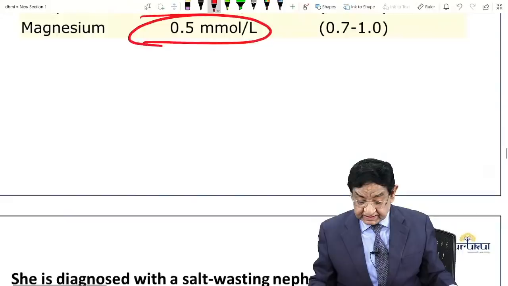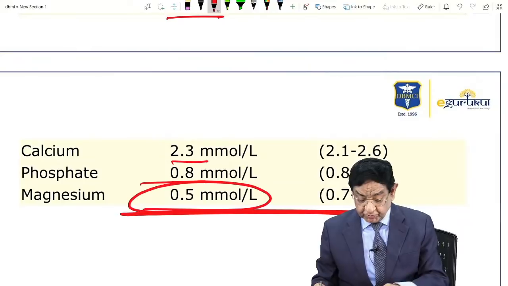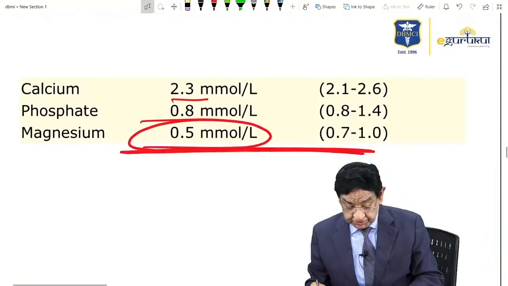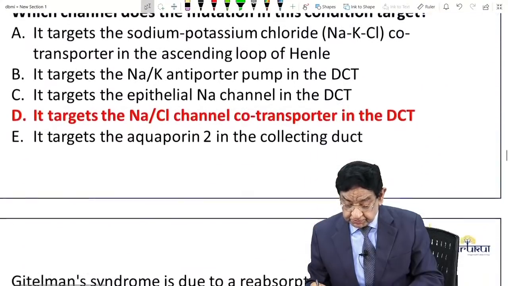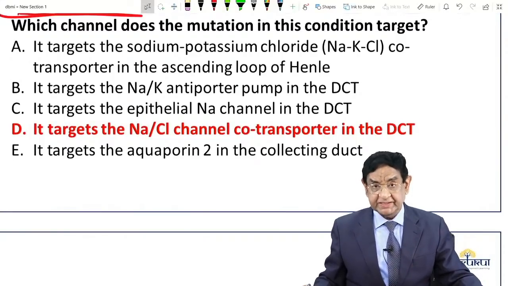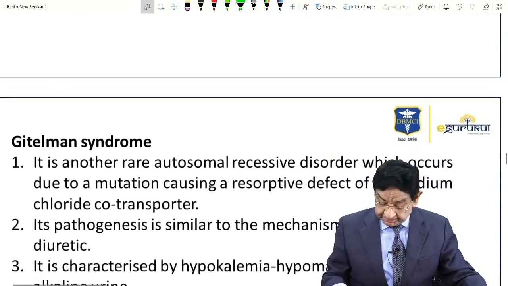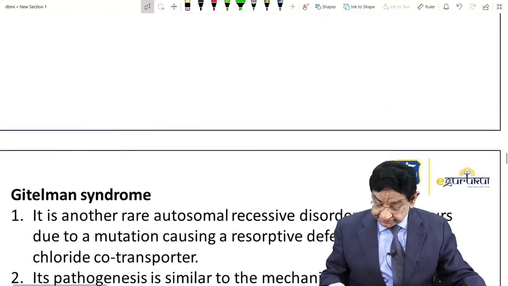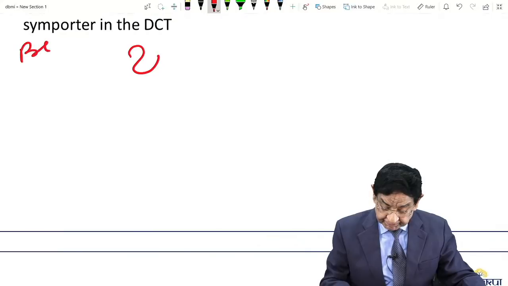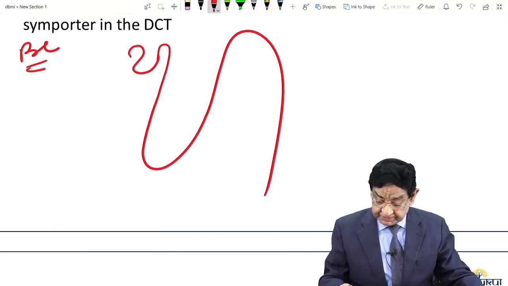Let's learn what is going on. One very important finding we are getting is hypomagnesemia, right? The answer to this question is Gitelman. So let's learn about Gitelman syndrome. Basic concept: this is the nephron. Basic concept of Gitelman syndrome.